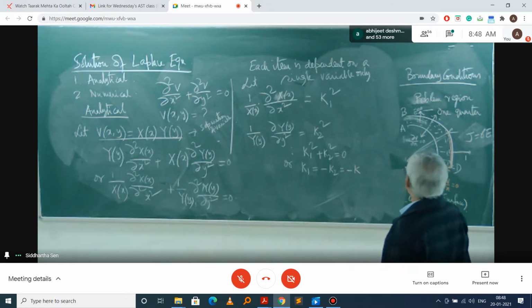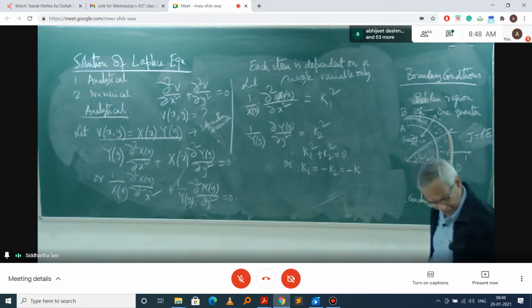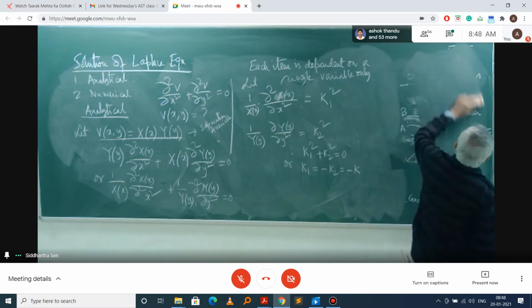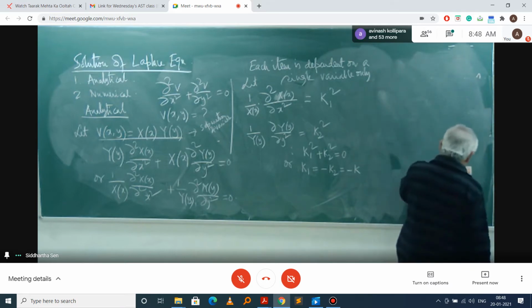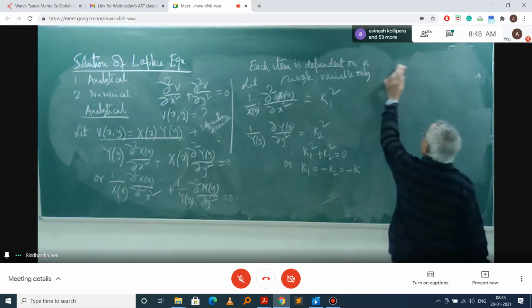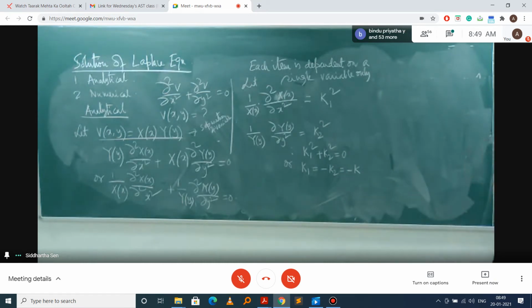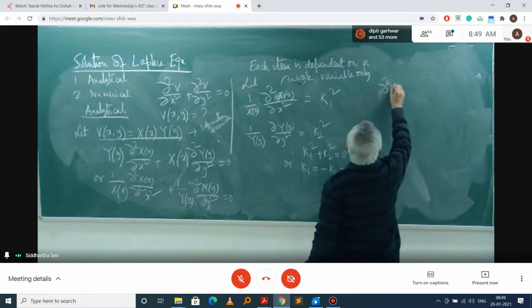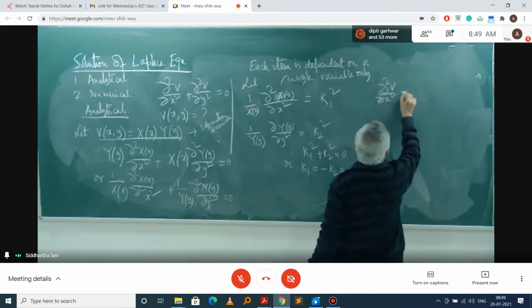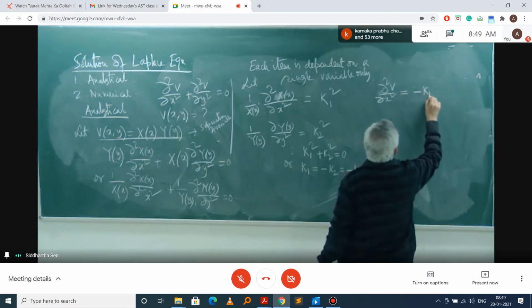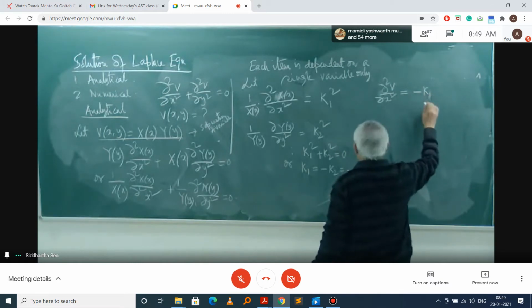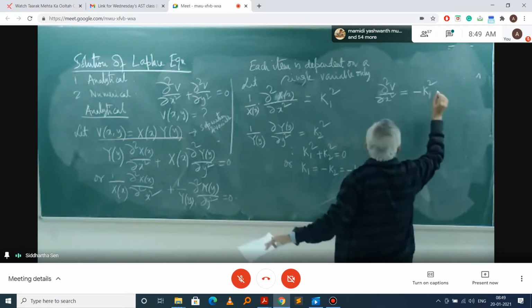Okay. So we have two equations. One is del 2v by del x square, where K1, K2 are complex, right? Just one minute, let me write. It is equal to minus K1. Sorry, sir, I guess in the definition it is just K1. One minute, let me see, write it down.